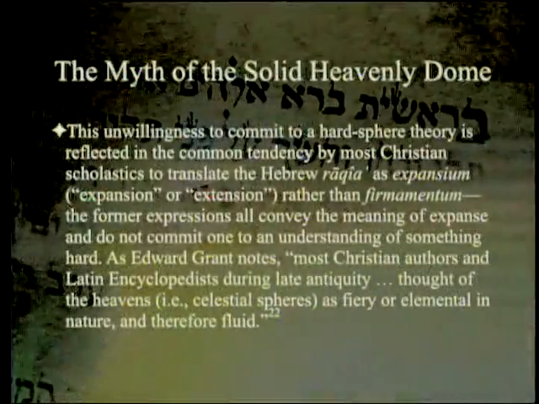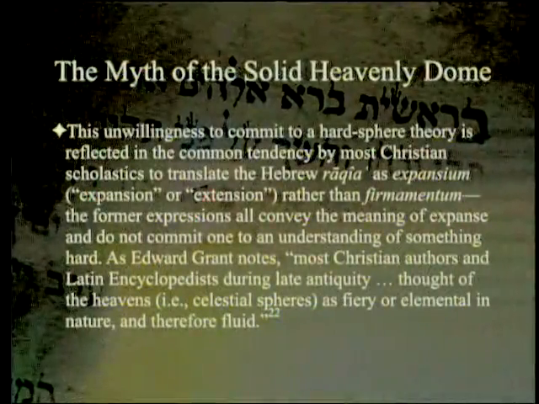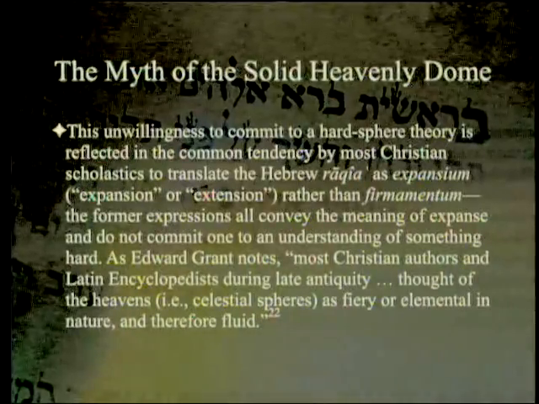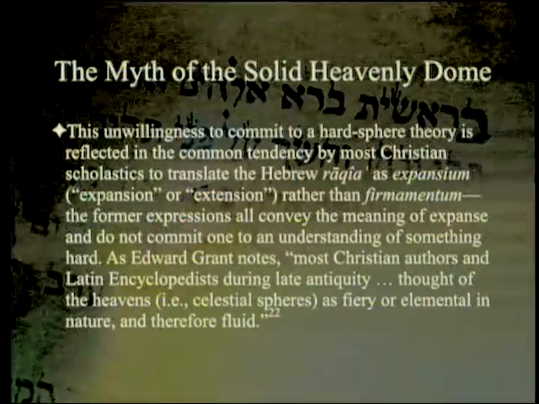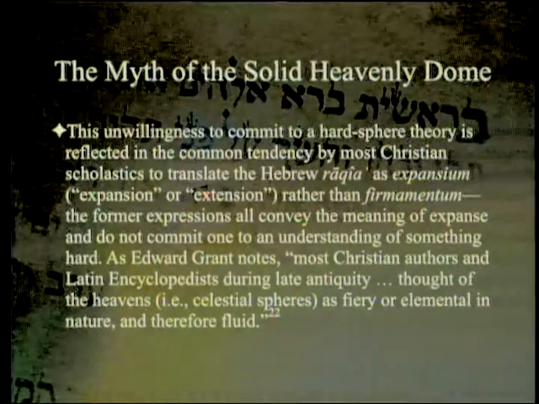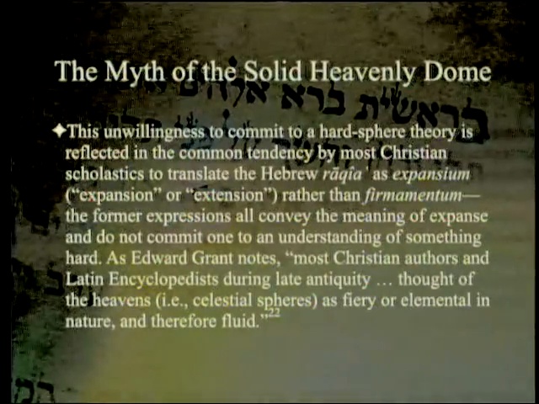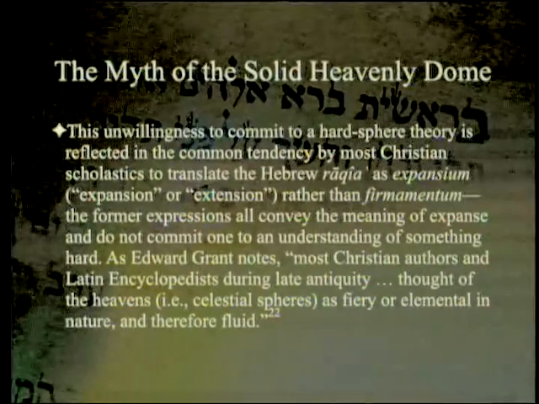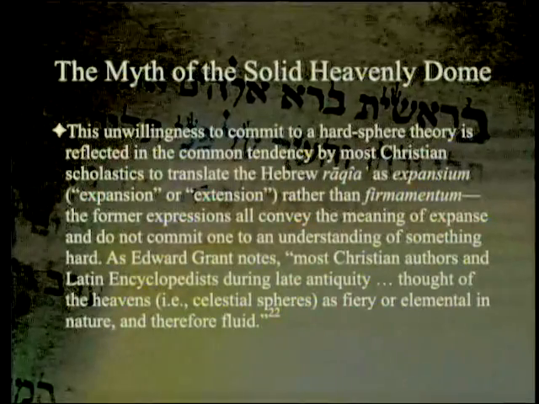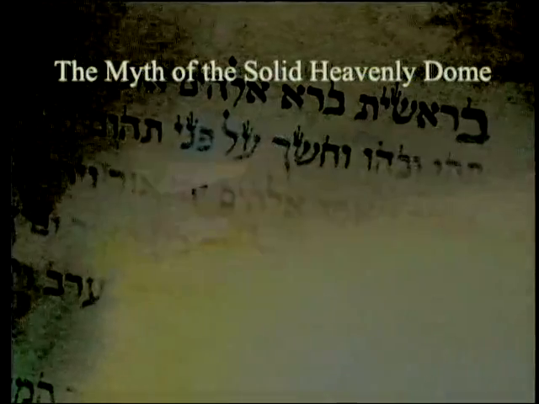This unwillingness to commit to a hard sphere theory is reflected in the common tendency by most Christian scholastics to translate the Hebrew rāqîaḥ as expansion or extension, rather than firmamentum. The former expressions all convey the meaning of expanse and do not commit one to an understanding of something hard. As Edward Grant, that's the gentleman whom I referred to, notes, most Christian authors and Latin encyclopedias during late antiquity thought of the heavens, that is the celestial spheres, as fiery or elemental in nature and therefore fluid. And those, by the way, are their ellipses, not mine.